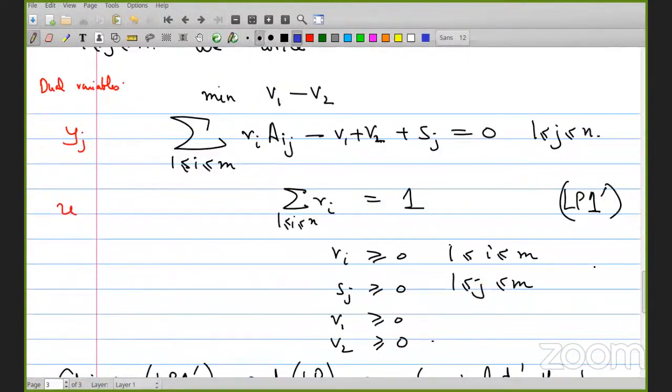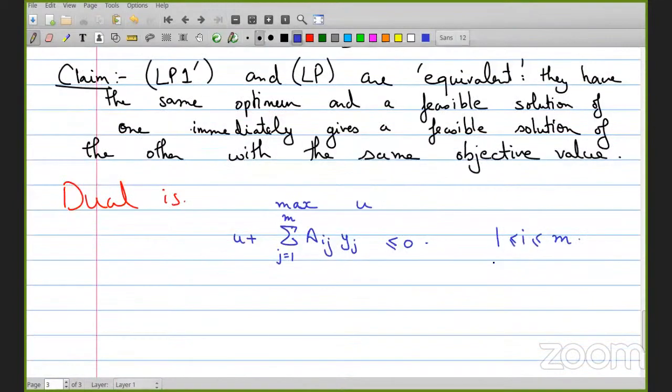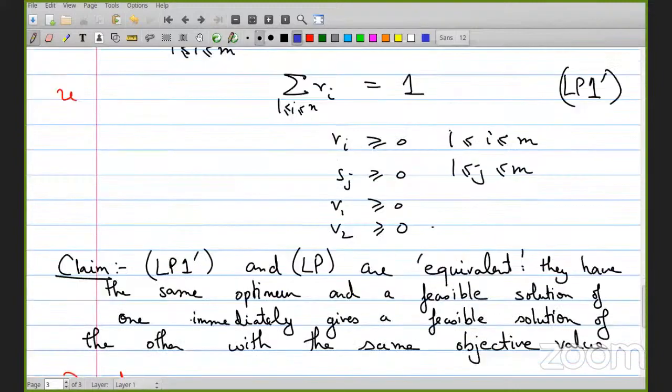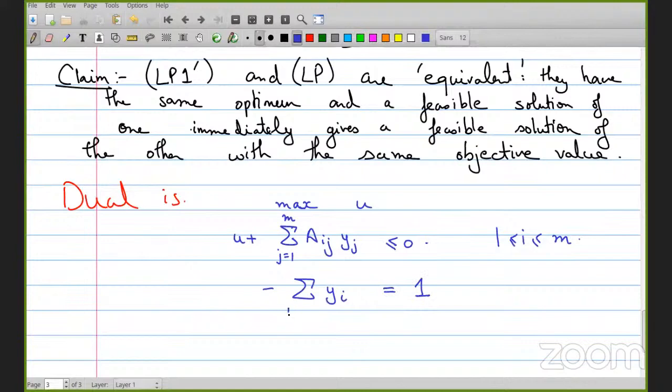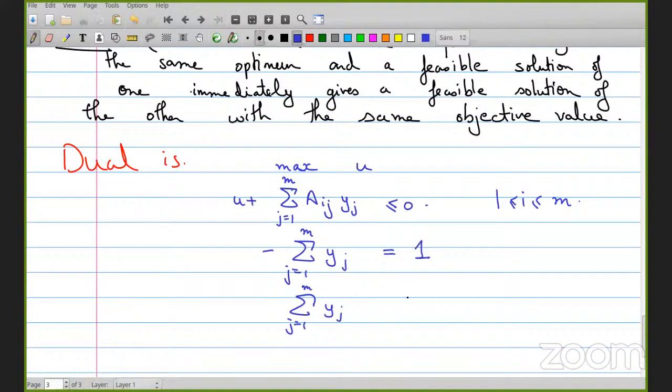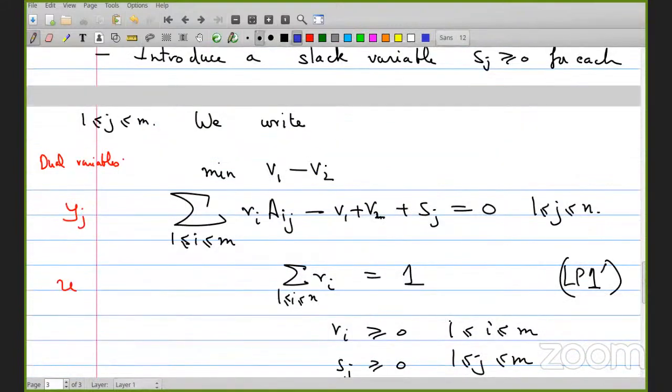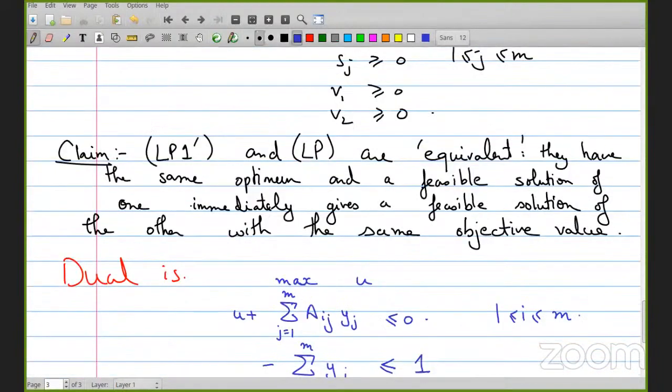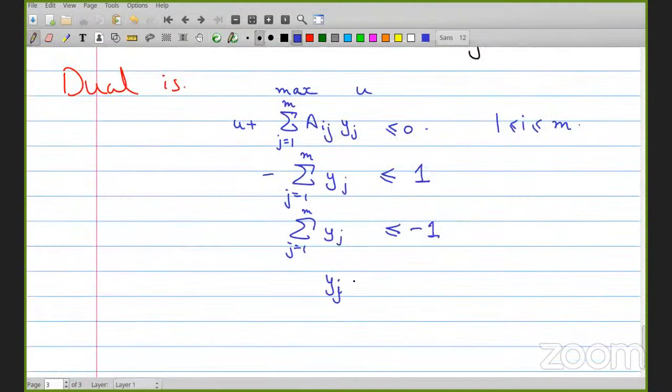Okay, what are the other variables? There's the variable v1. The variable v1 appears in each of these constraints only, and also appears here. So for this one, we'll see what it means: the summation of y_i is equal to 1. And similarly for v2, by comparing the coefficient of v2, we get that the summation of y_j, j goes from 1 to n, is less than or equal to minus 1. Now we compare the coefficient of s_j. There are n of them, and each one appears in just one, and there its coefficient is y_j. So we get y_j less than or equal to 0. So this is the dual.